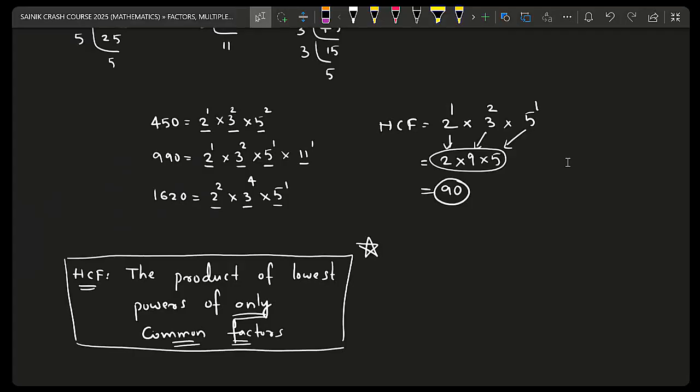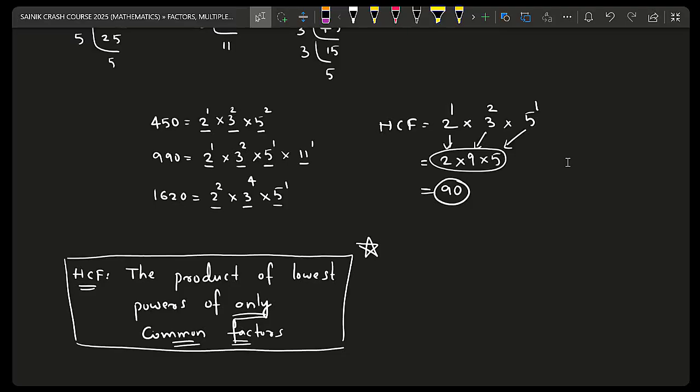Sir, if we take 2 and 3, HCF means we want to multiply them? First you take the common factors. In that, you have to take the lowest powers. But they are prime numbers, 2 and 3. Suppose you are taking only prime numbers. If you take any two prime numbers, the HCF will be 1.